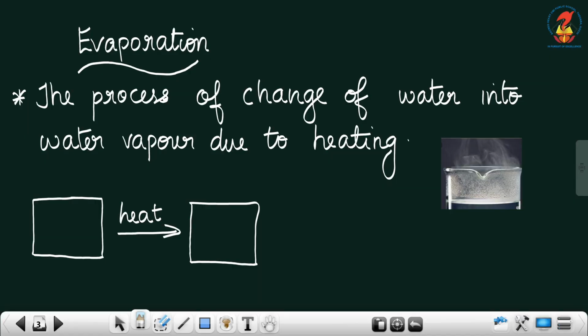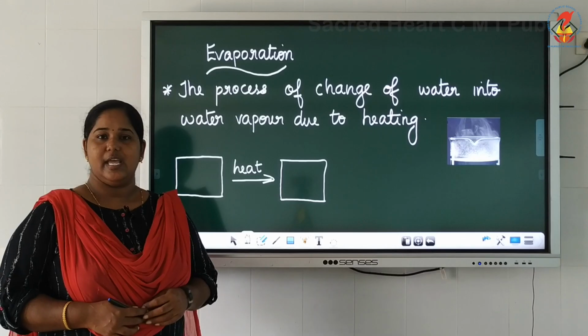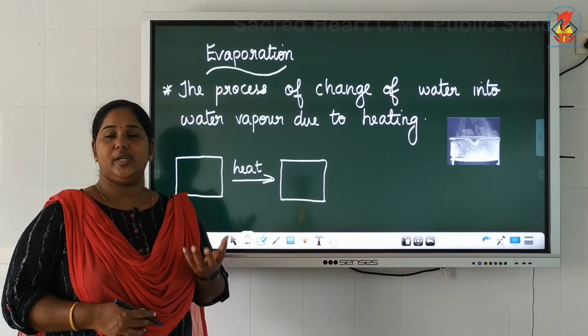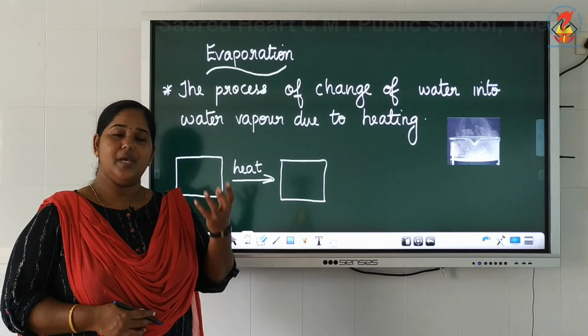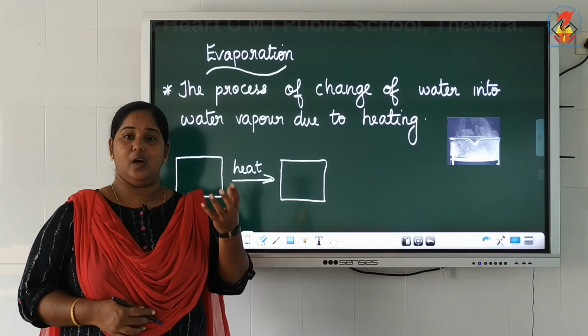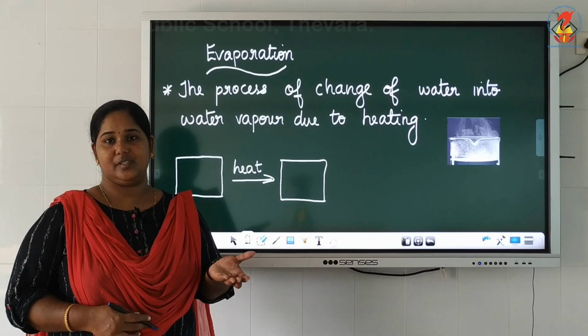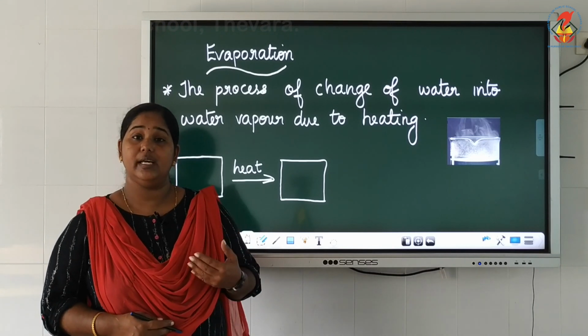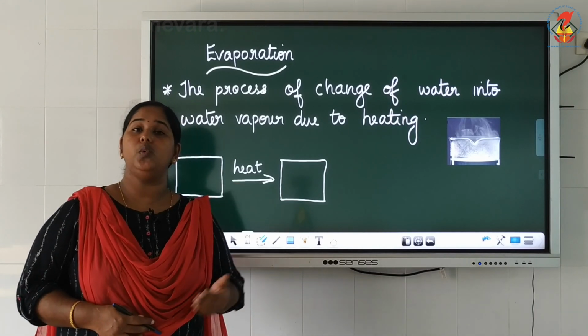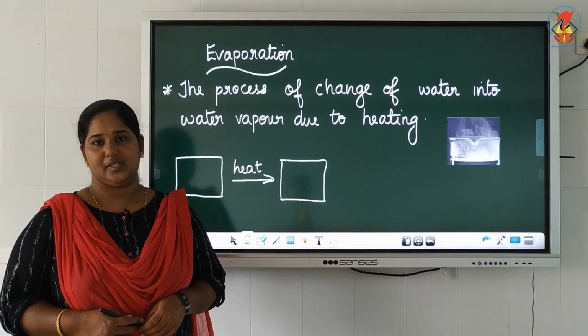The first process is evaporation. Evaporation is the process by which water changes into water vapor on heating. When you boil water, you can see that after some time the water vapor or a steam-like thing starts coming from the beaker. That is actually water escaping out as water vapor.